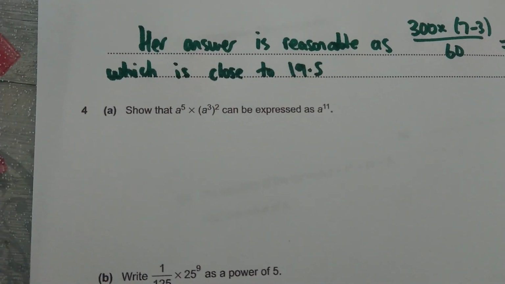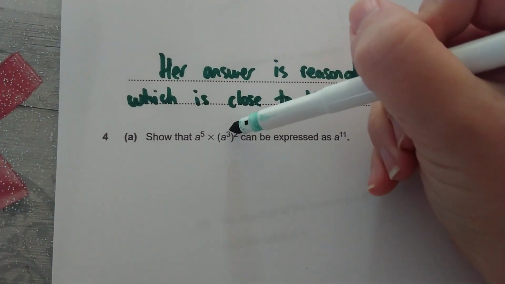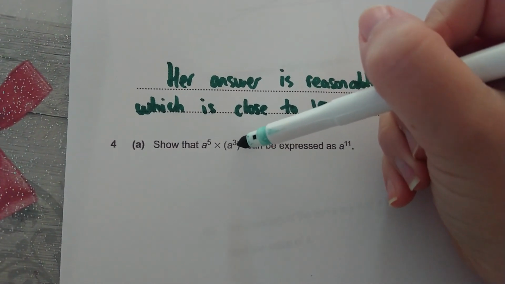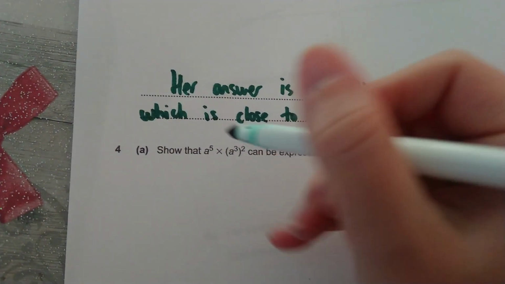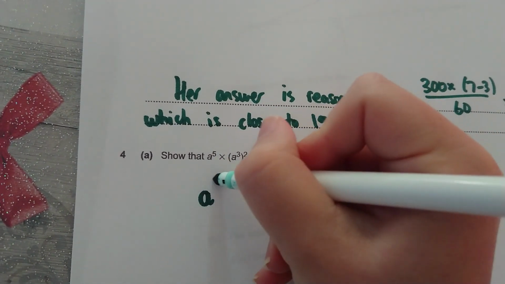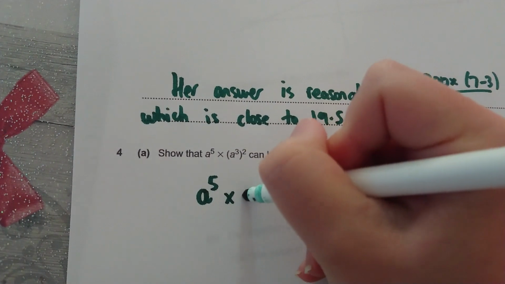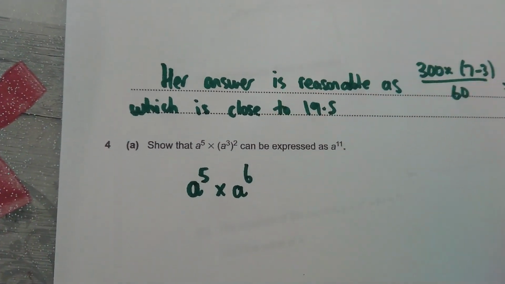Right, question 4. So the first thing here is that you've got the brackets. So when you've got brackets, you times those indices together. So I need to do 3 times 2, which is 6. So the a to the 5 at the beginning is going to stay the same. And I'm going to get a to the 6 here because I've multiplied those indices together.